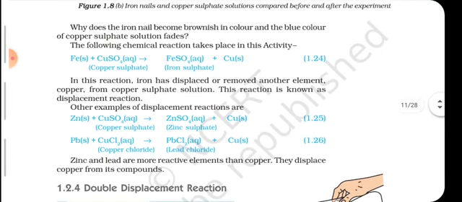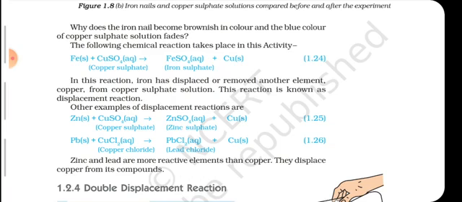See, the chemical reaction of the iron nail when kept in a copper sulfate solution is also given over here. Fe plus CuSO4 will give you FeSO4 plus Cu. Here you can see that copper was less reactive and so the iron takes its place. Whenever one element displaces another element and takes its place, it is known as a displacement reaction.